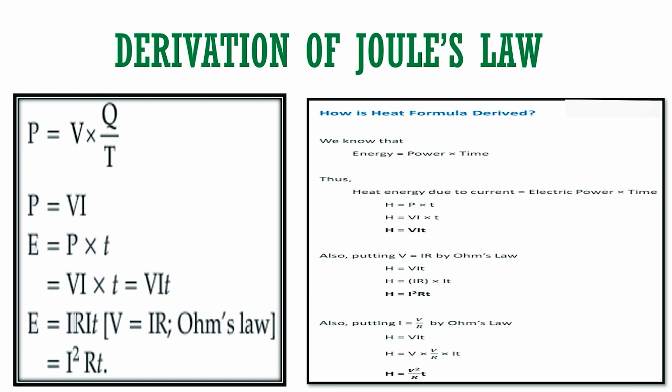Next slide. P equal to VI or V into Q, and I equal to Q by T. Just we have put the values, and E means energy. E equal to P into T. You just put the value of VI into T, that is VIT. And in place of V, again you put IR from Ohm's law, that is I square RT. So it is the Joule's law of heating.